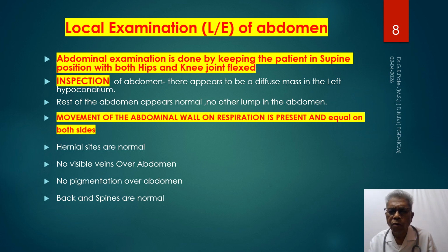Movement of the abdominal wall on respiration, as I said, is present and equal on both sides. That rules out peritonitis. Hernial sites are normal. No visible vein over abdomen. No pigmentation over abdomen. Back and spines are normal.